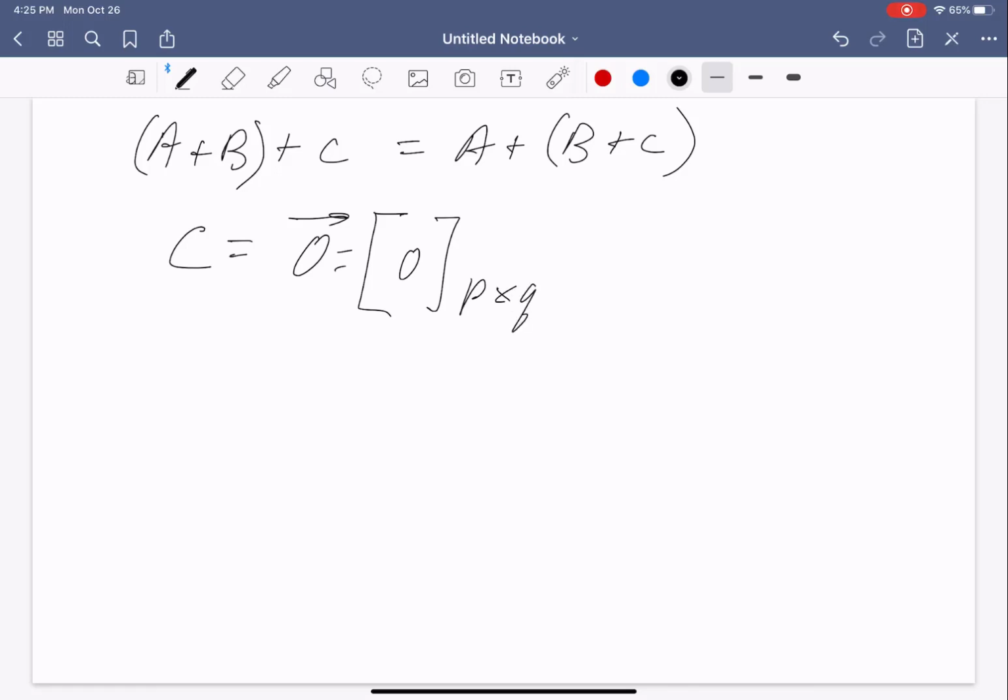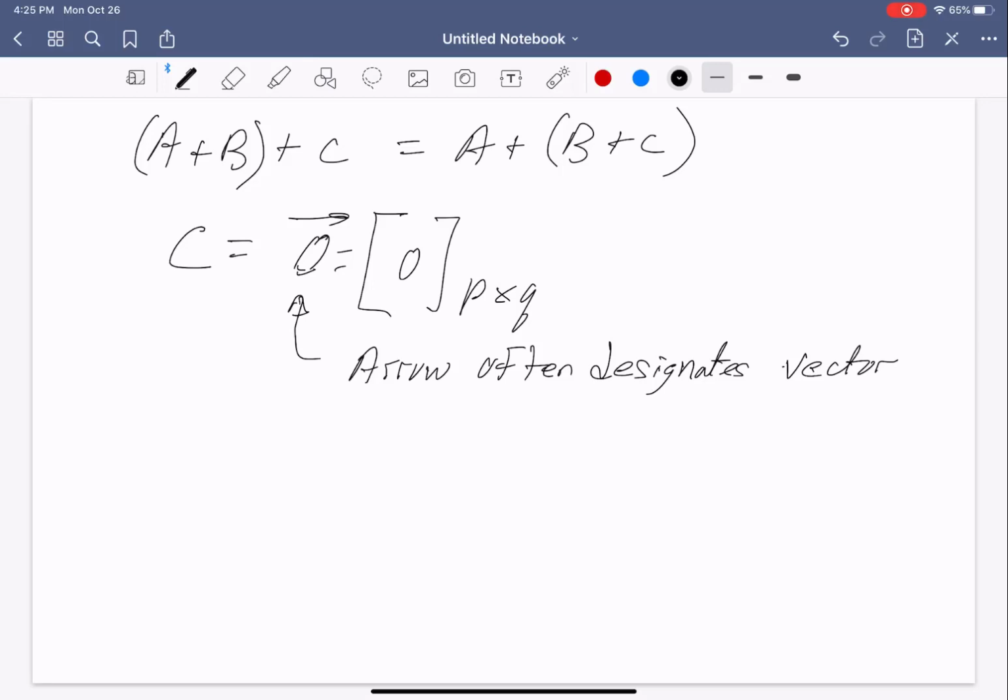P by Q. So we have a P by Q matrix of zeros. All right, and that arrow on top of the 0 here is indicating that it's a vector. I usually like to use an arrow; an arrow often designates a vector. Okay, so if an arrow is above a number, it usually indicates a vector of whatever the number is.